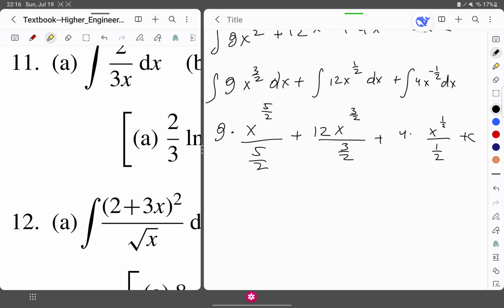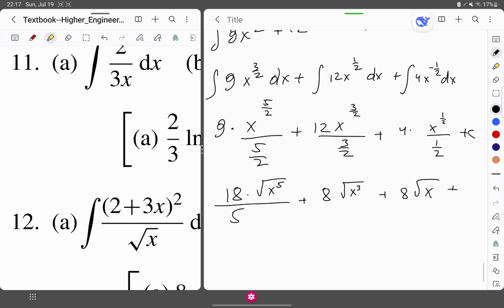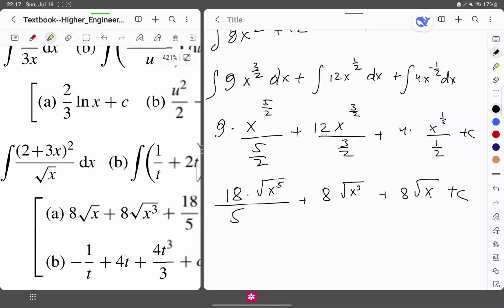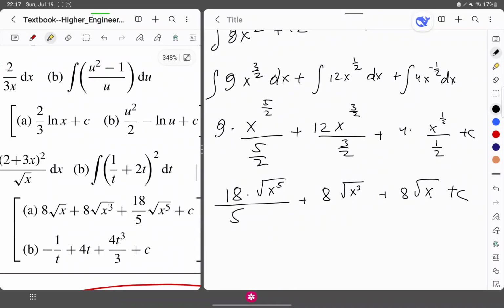Okay, 18 over 5 times x to the power of 5 plus 24 divided by 3, 8 x cubic plus 8x plus c. I could be crazy if it's not true, but it is.